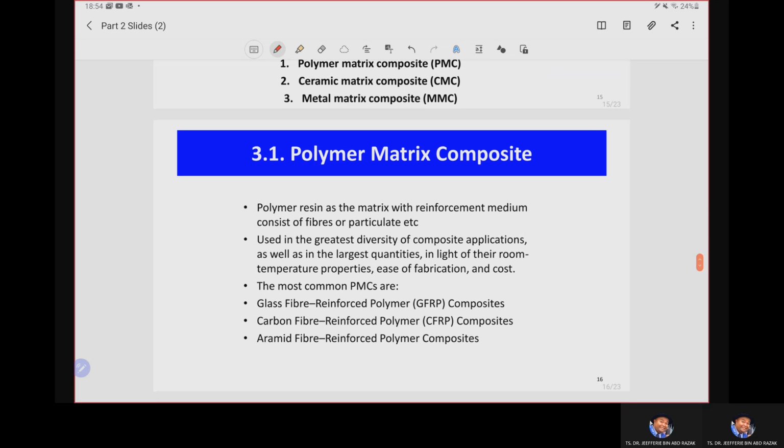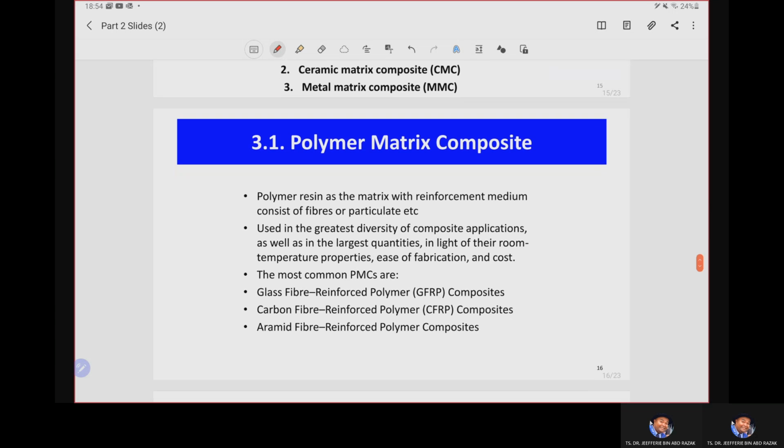So in this subject, we will give detailed emphasis to PMC, as the application range of PMC is very much wider for many engineering applications. For the PMC itself, as the name implies, we can simply understand that the polymer resin becomes the continuous phase, the matrix, while the reinforcement medium consists of fibers or particulates, which can be polymer itself or ceramic or metallic material as a dispersed phase.